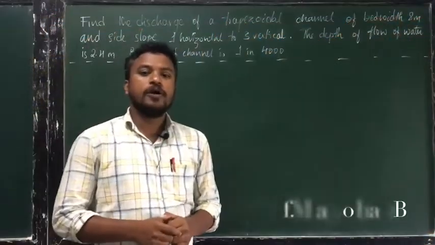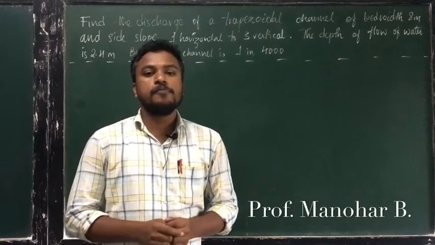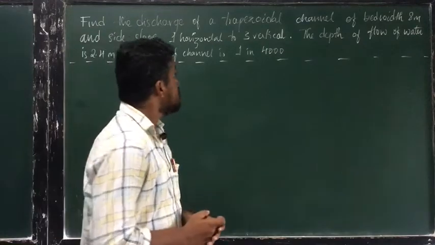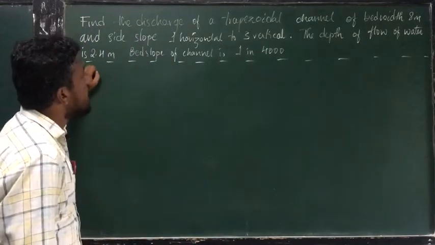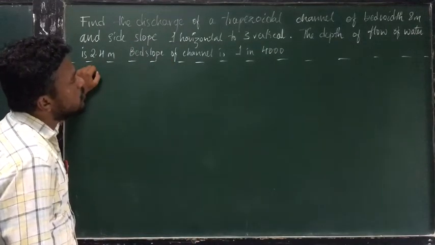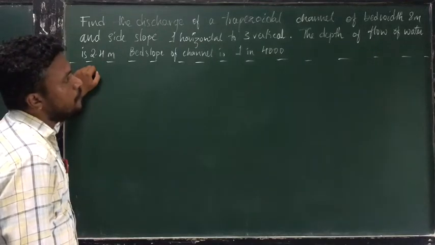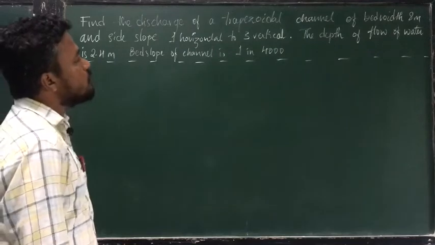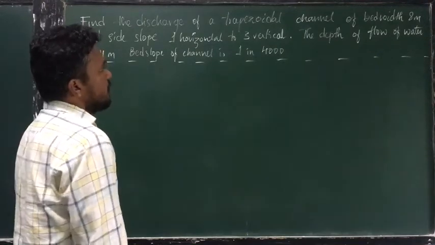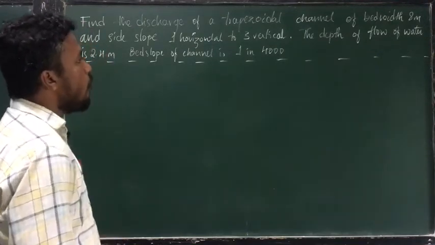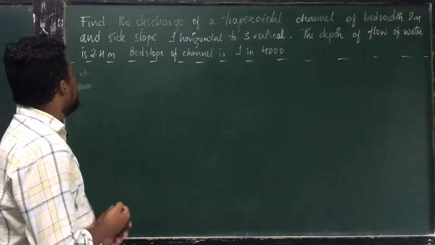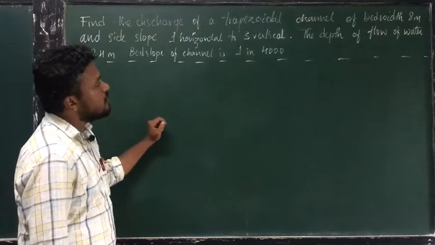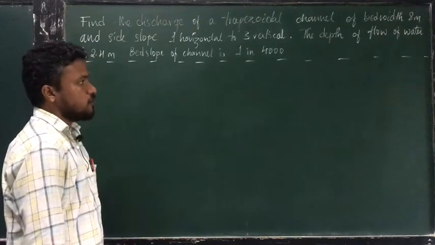Let's solve one sample problem on Chezy's equation. Question is, find the discharge of a trapezoidal channel of bed width 8 meter and side slope 1 horizontal to 3 vertical. The depth of flow of water is 2.4 meter. Bed slope of channel is 1 in 4000.